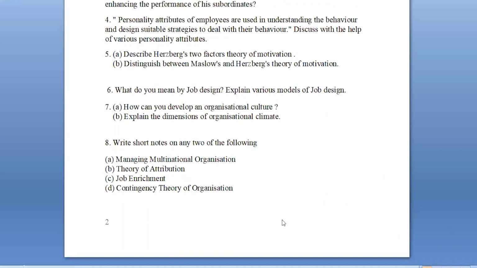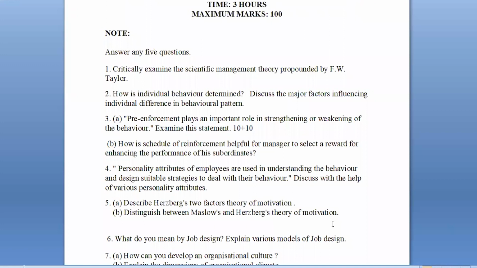This is the question paper, and I have taken the first question, namely critically examine the scientific management theory propounded by F.W. Taylor, and I am going to give the answer for this question in my next video.